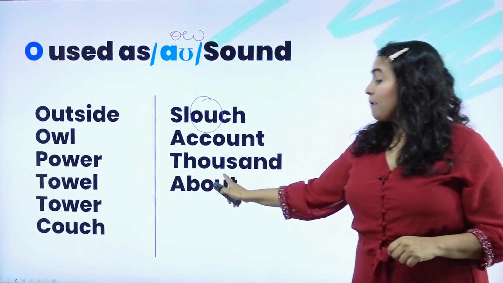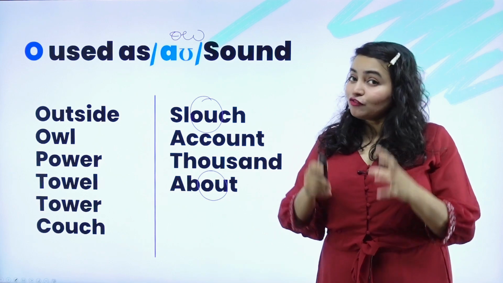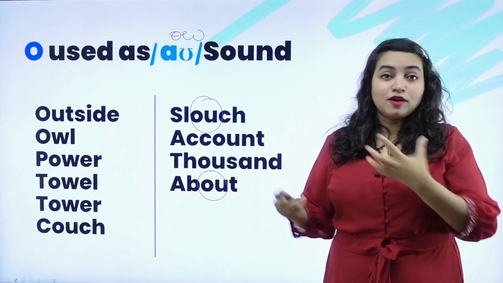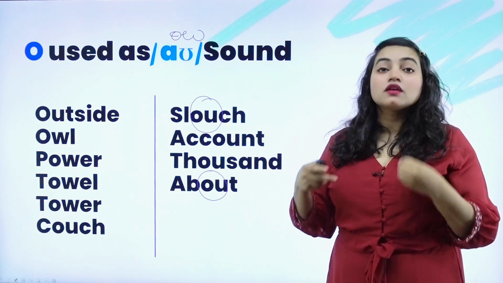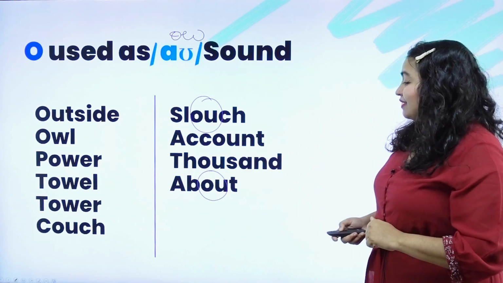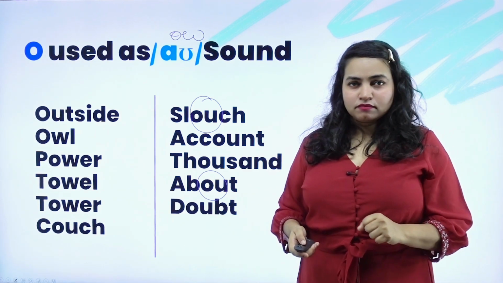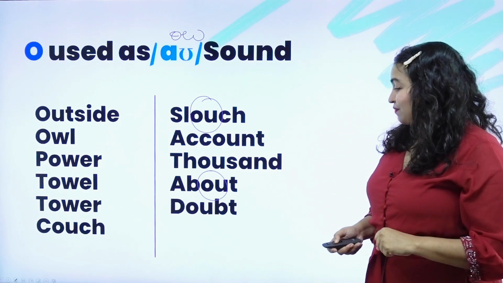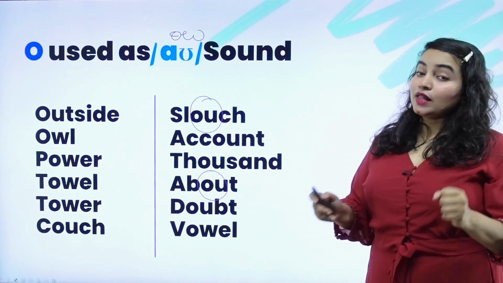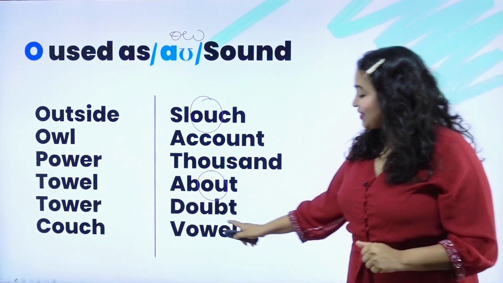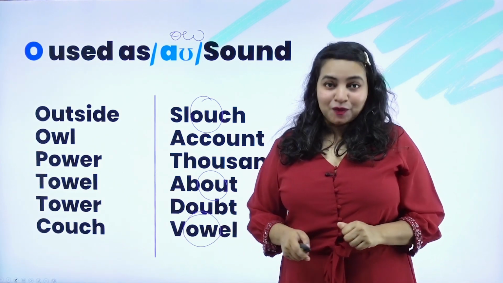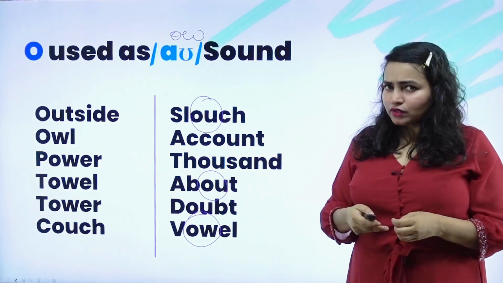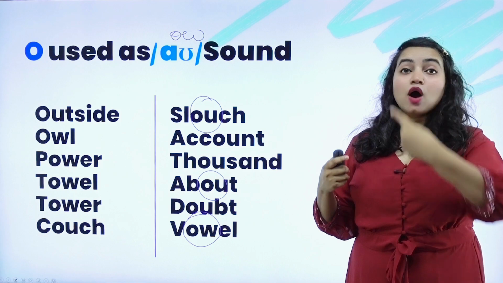The next word, about. A lot of people say about or about, but it's about. You have to open your mouth and go ow, about. The next word, doubt. Do you have some doubts? That's the way you say the word. And the last word, well, you better get this word right because it is a vowel. So, O is actually a vowel. But we don't say vowel, we say vowel.